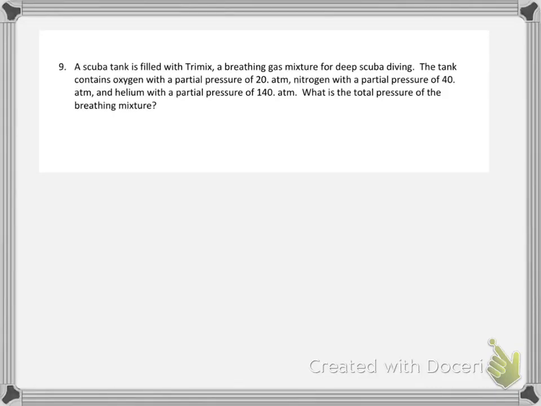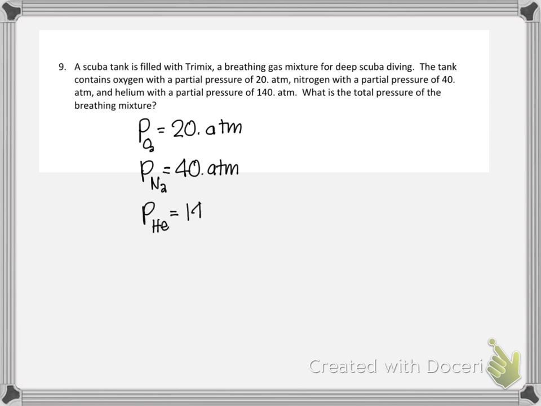Question 9. A scuba tank is filled with trimix, a breathing gas mixture for deep scuba diving. The tank contains oxygen with a partial pressure of 20 atmospheres, nitrogen with a partial pressure of 40 atmospheres, and helium with a partial pressure of 140 atmospheres. What is the total pressure?